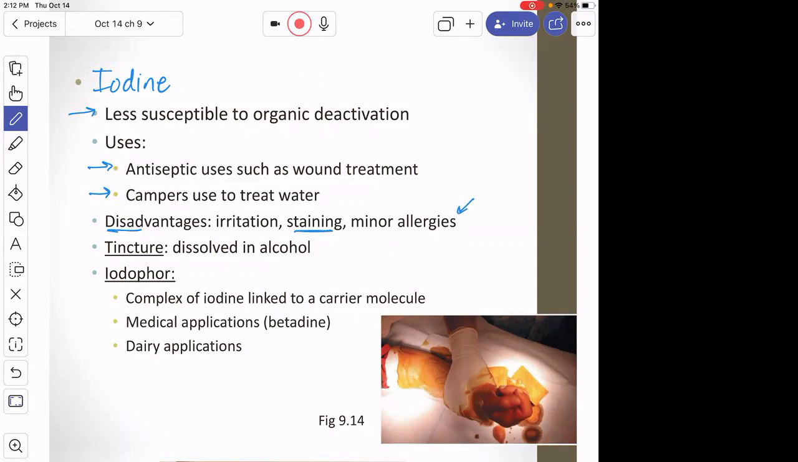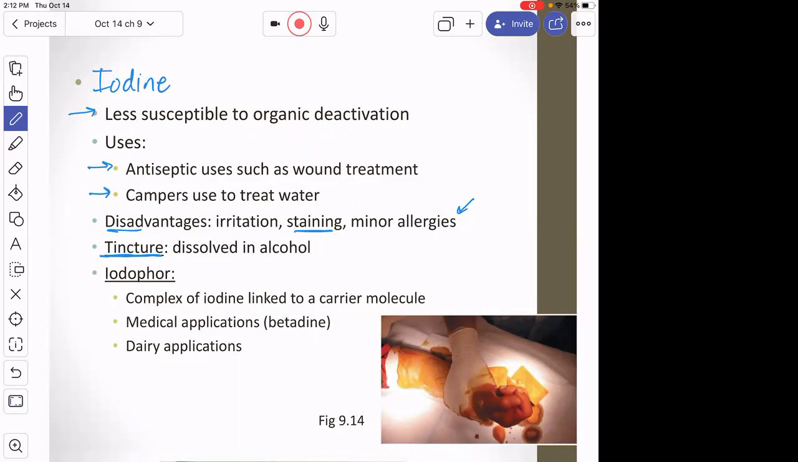Okay, so we can use iodine in a couple different forms. When it's used as a tincture, that means it's dissolved in alcohol. So tincture of iodine, you may have heard that before. We can dissolve iodine in water, but apparently it doesn't work quite as well when we do it that way. So we often find it dissolved in alcohol.